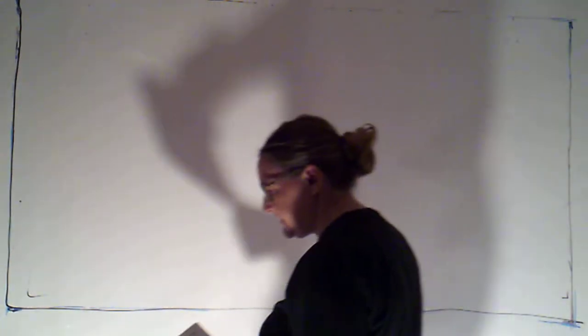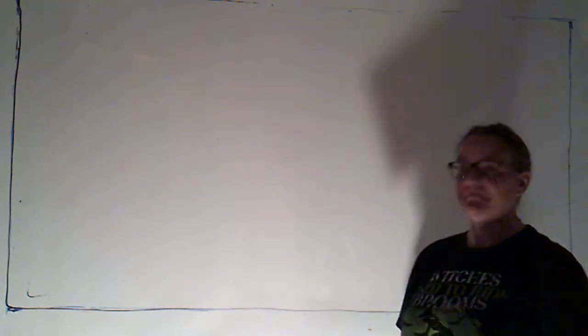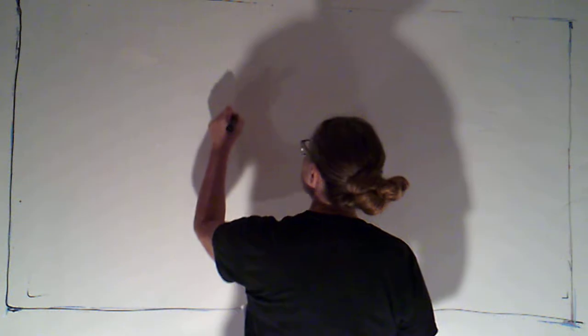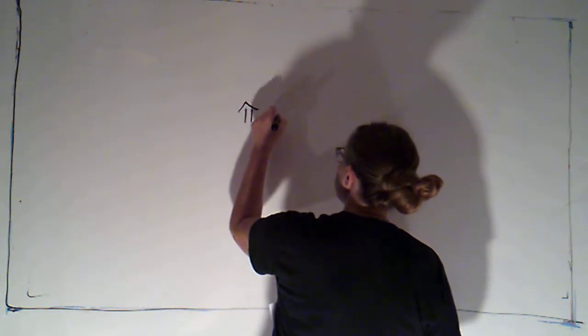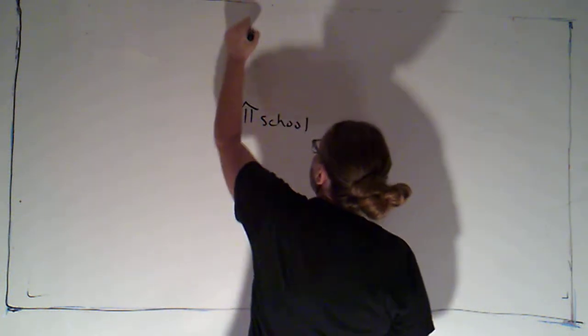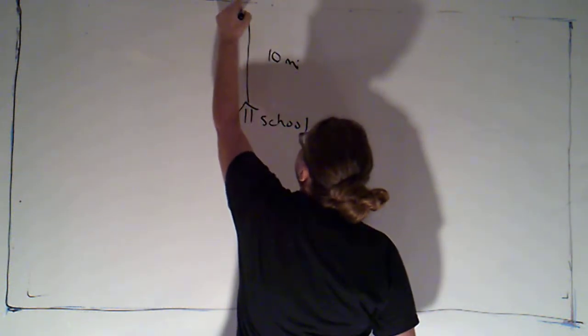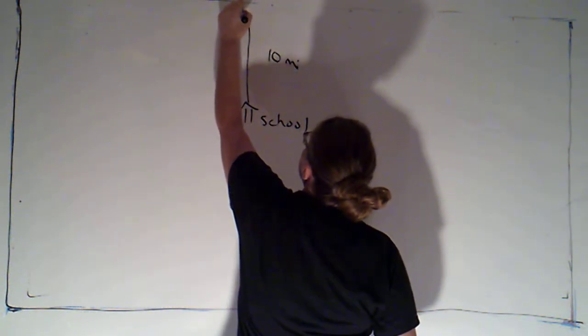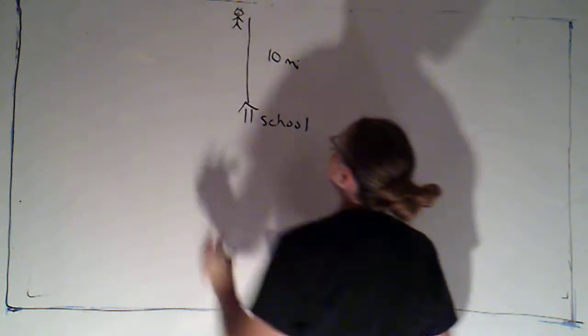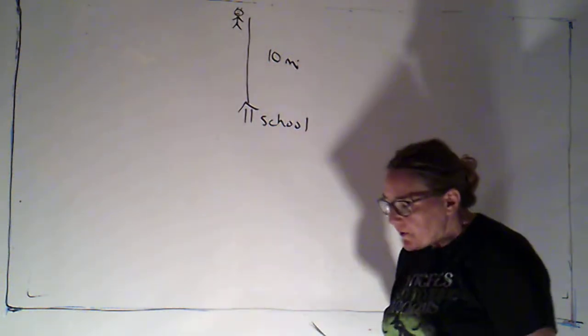Okay, question 5 from the Fall 19 exam is a lovely story about Harold and Maude. So we have Harold, who lives 10 miles north of school. So I'm just going to put the school here, and then 10 miles north, we'll put Harold's house. I'm just going to draw Harold. There's Harold.